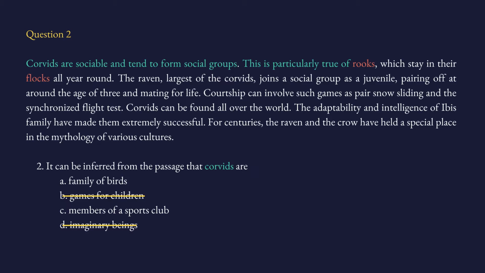So what does that tell you? It means that rooks are birds. That's why we are using the word flock. The flocks means a group of birds. So voila, if rooks are birds, then corvids are also birds. So the answer is A.